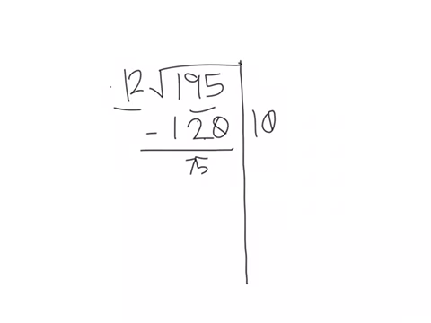And then here, the cool thing about the partial quotient strategy is if you know your 12 times tables, that's great. Some students aren't going to.